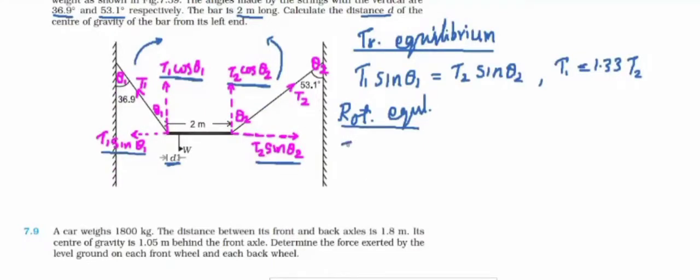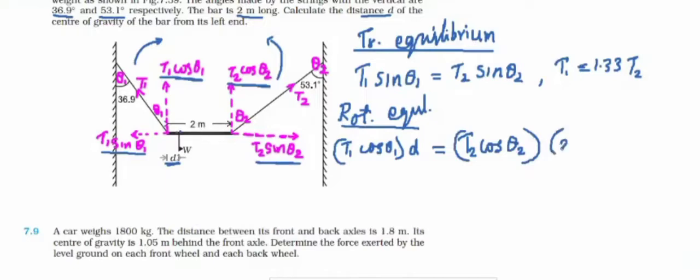Take the left hand: torque is equal to T1 cos theta 1, that's the force, into the perpendicular distance from the axis of rotation, that is B, is equal to, now take the right hand, you have T2 cos theta 2. T2 cos theta 2 is the force acting on the right hand into the perpendicular distance from the axis. It is 2 meter minus D.